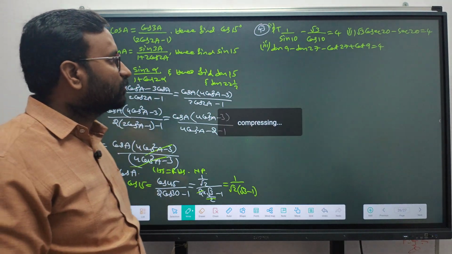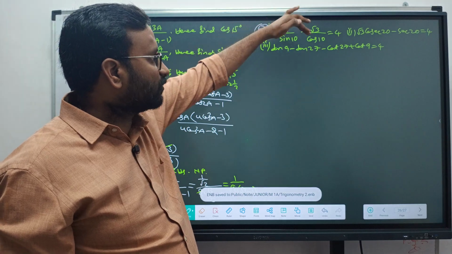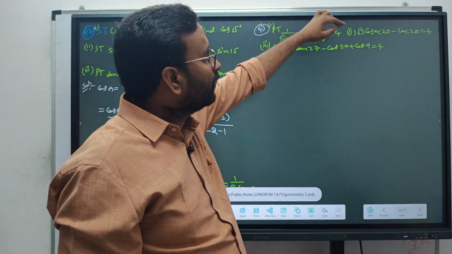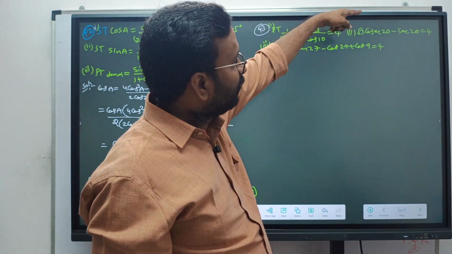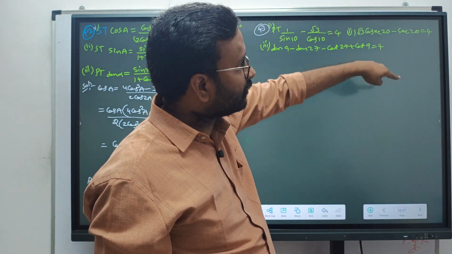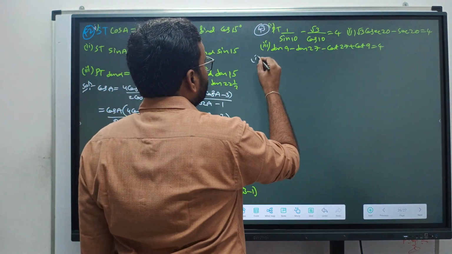Now come to these two questions, practice them. What about 1 by sin 10 minus root 3 by cos 10 is equal to 4, prove it? Here also we can write cosecant as sin. This is sin 20, that is cos 20. Similar problem. Okay.